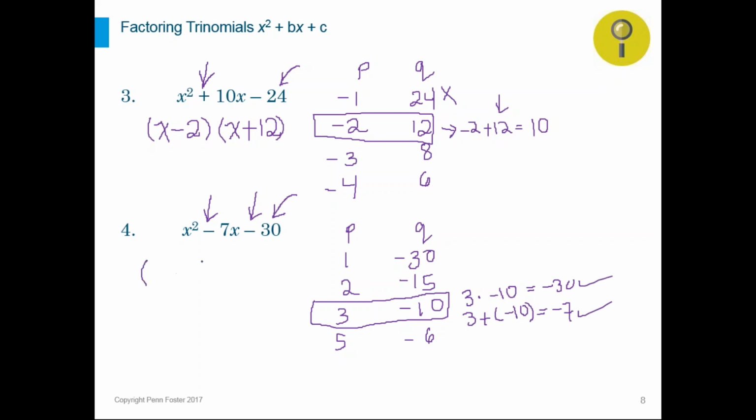Write out the factors for the trinomial. x minus and x plus. The 3 is the positive and the 10 here is the negative. That's it.